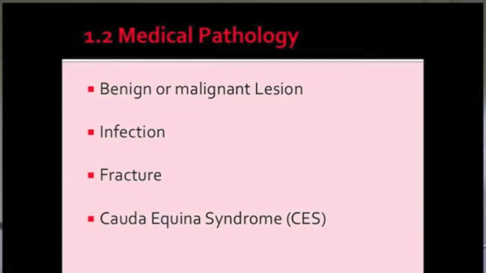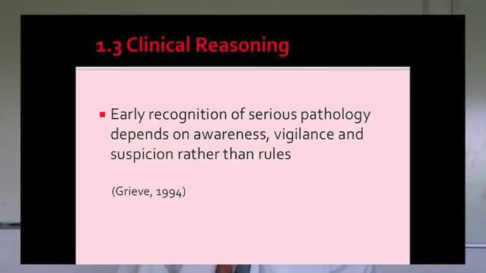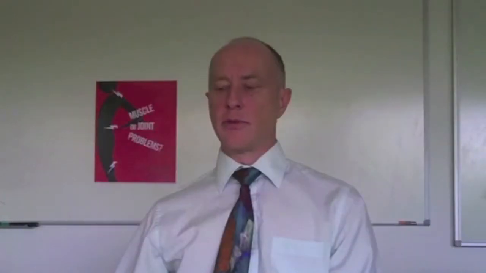We're talking about things such as benign or malignant lesions, infections, fracture, or cauda equina syndrome. Early recognition of serious pathology depends on awareness, vigilance, and suspicion, rather than on a very rigid set of rules. Greg Grieve was the first person to really describe this back in 1994, and it's a really important concept which underpins a lot of the work around red flags.